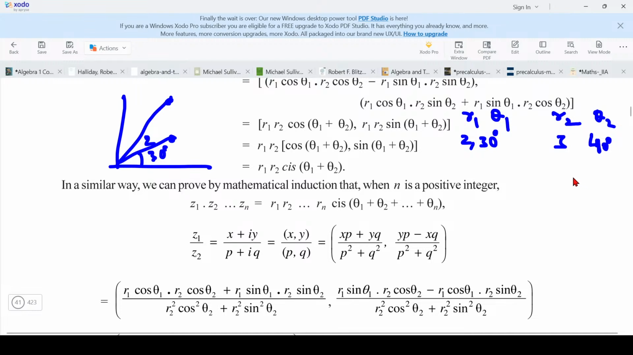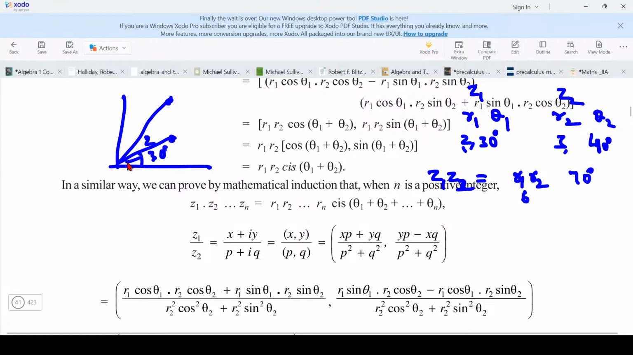When we do complex multiplication, what do we get? The magnitudes get multiplied. That means if you multiply Z1 and Z2, we should get a Z3. What is that Z3? Z3's magnitude is R1 R2, that means 6. And Z3's angle is theta 1 plus theta 2, that is 70 degrees. Understood?